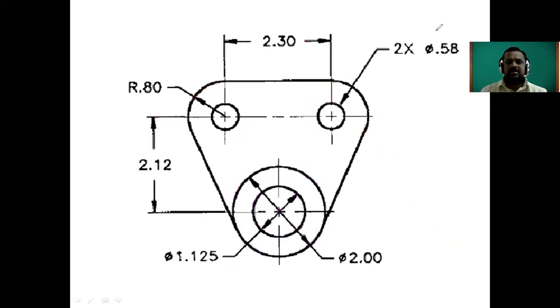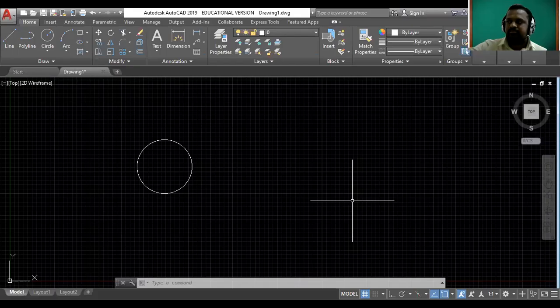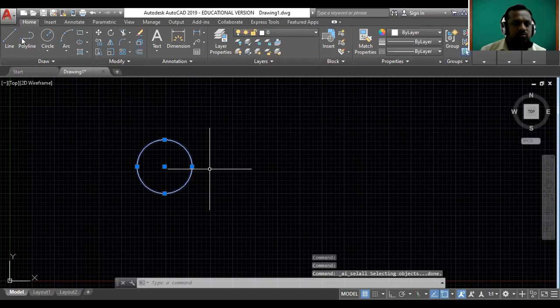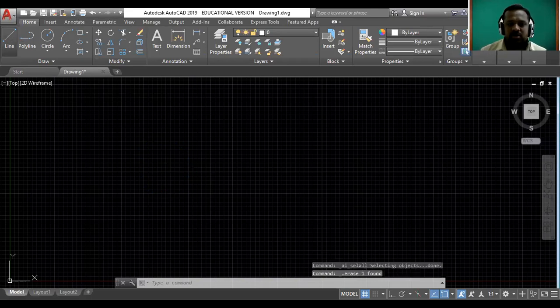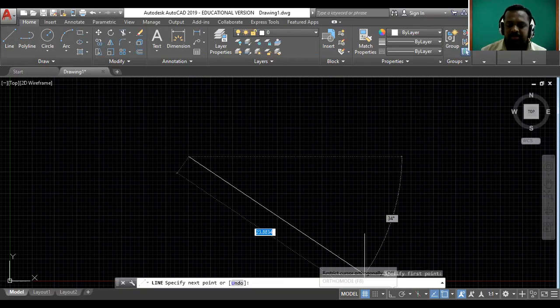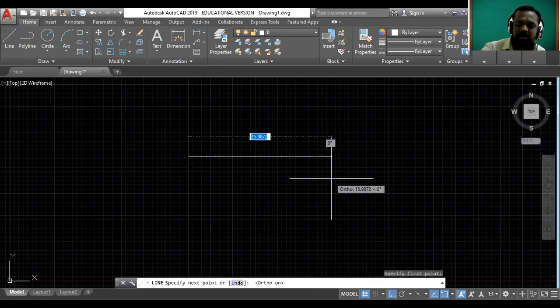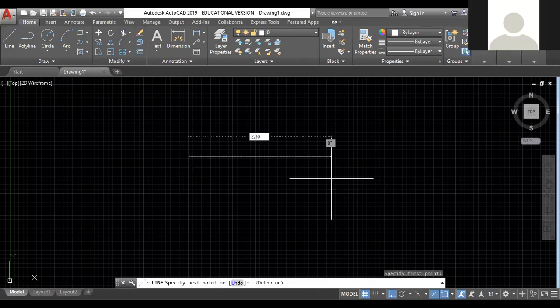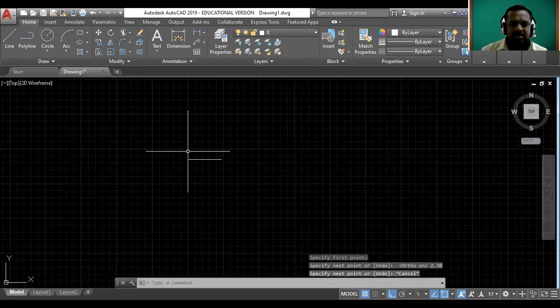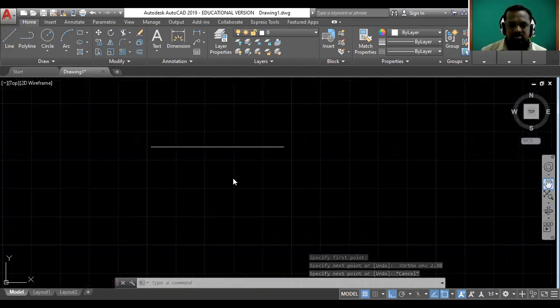So we'll start. First up, we have to draw a horizontal line of 2.30 and then draw the vertical line of 2.12. So immediately I will start. Just you have to remember the dimension. Then go to the line command, draw one horizontal line. What is the dimension of that horizontal line? 2.30. Enter, escape. Zoom, zoom it.